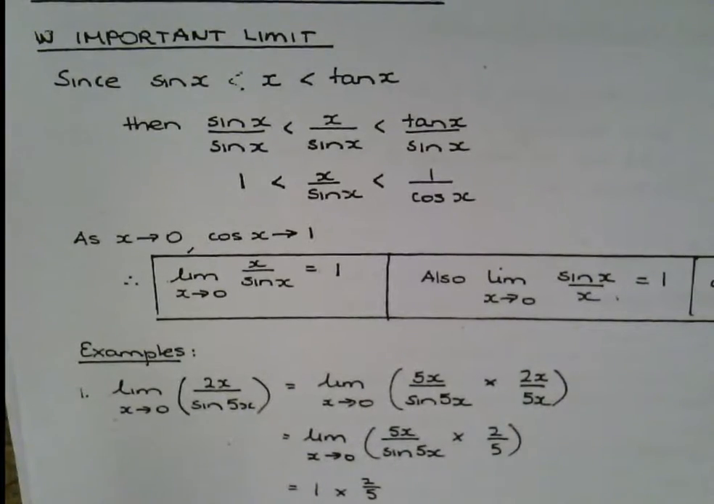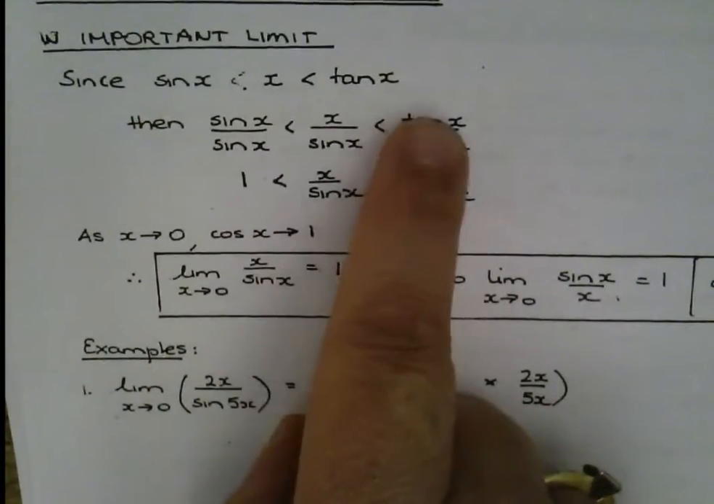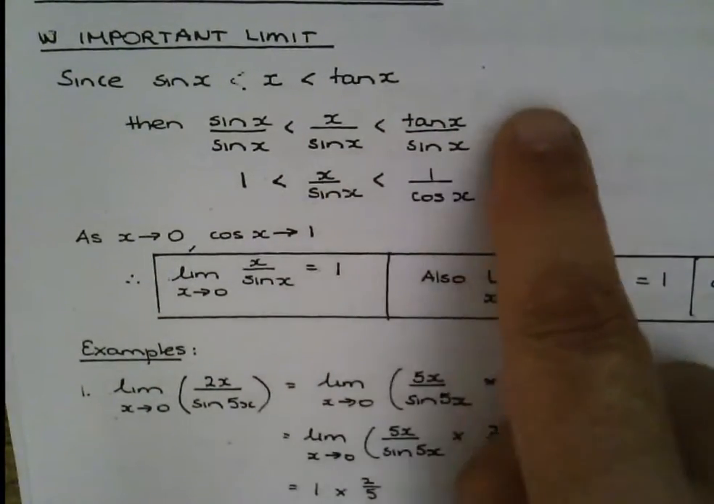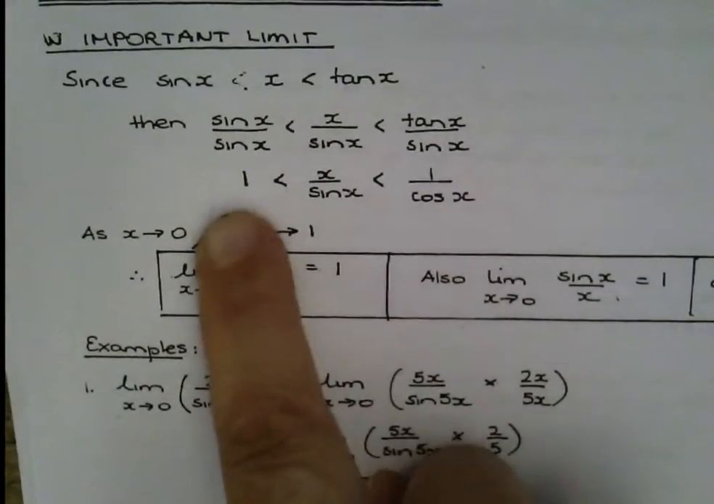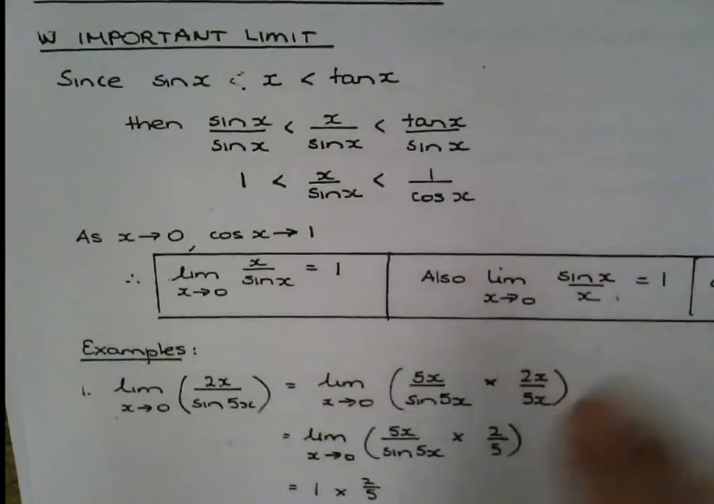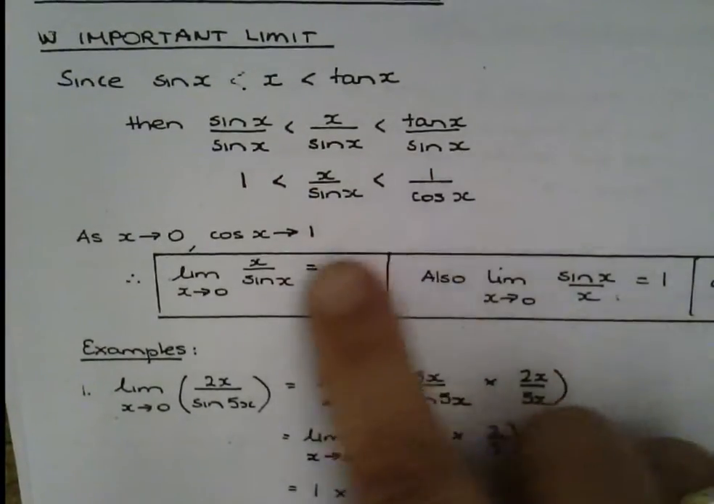In our previous lesson, we came up with this result that sine of x will always be less than x, which is less than tan x for small values of x. Now, if you divide each of those by sine x, what we get is that x on sine x is greater than 1, but it's less than 1 on cos x.